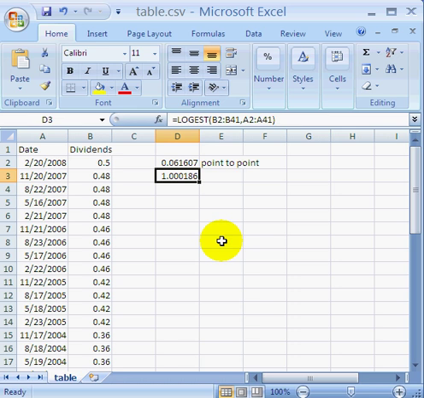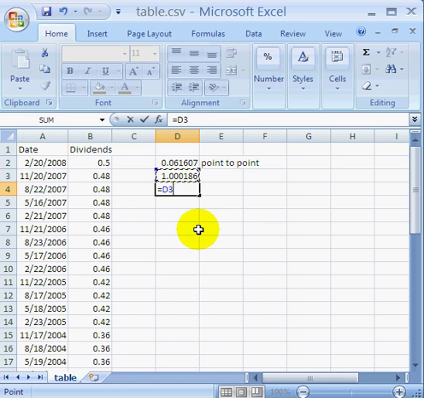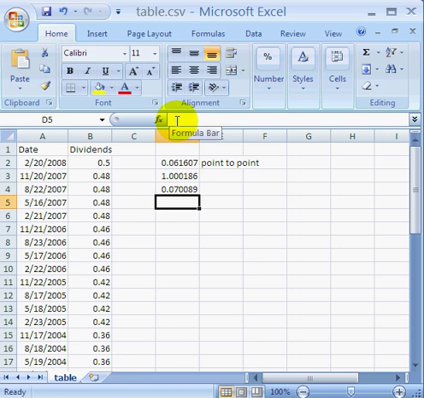In order to figure out what that growth rate is on an annual basis, let's do it in this cell. We need to raise this to the 365th power, that's how many days there are in a year. That gives us 1.070089, and of course we want to subtract 1 from that. Let's do it in the equation. And so that gives us a compound growth rate on an annual basis of 7.0089%.